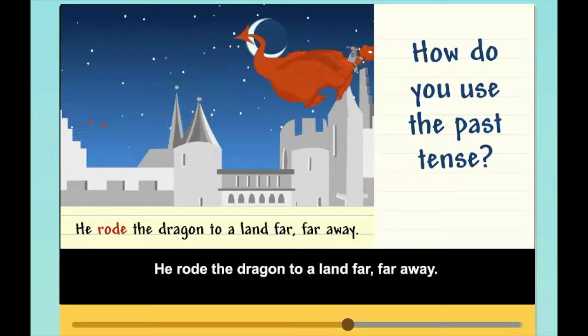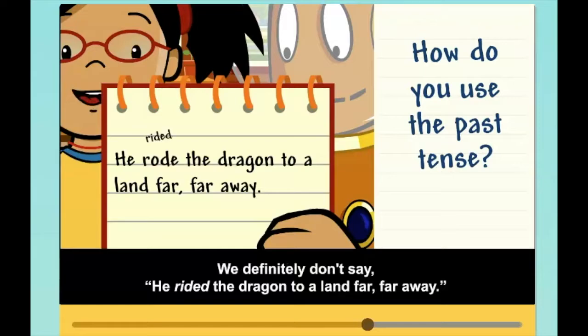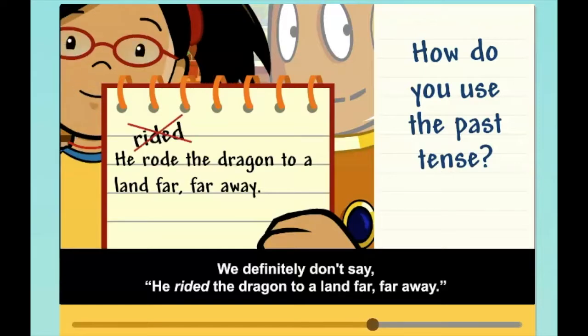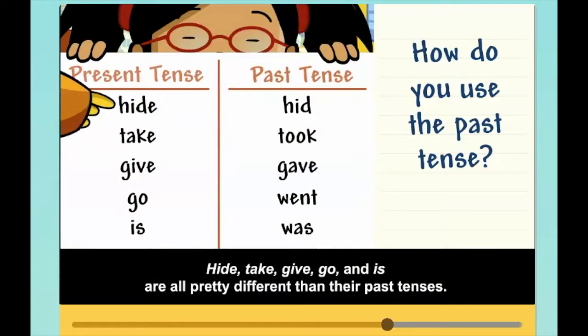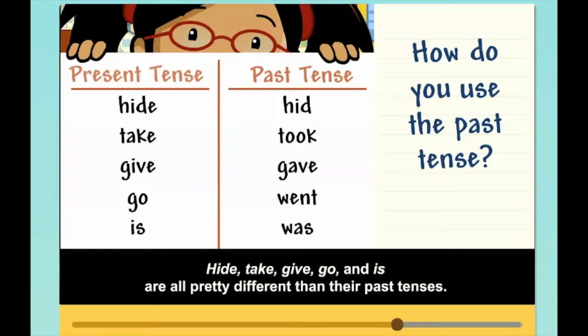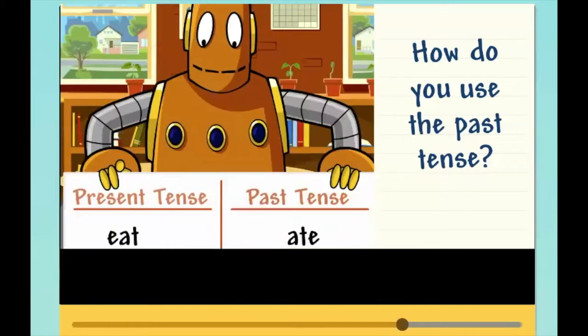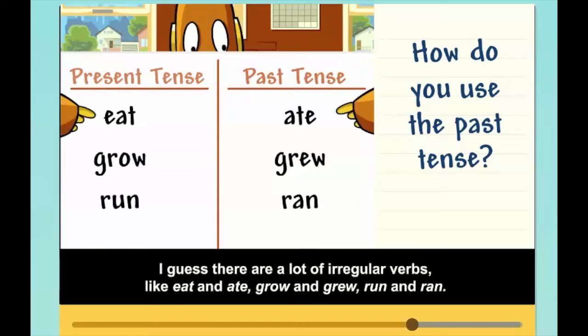He rode the dragon to a land far, far away. Rode is the past tense of ride. We definitely don't say he rided the dragon to a land far, far away. I guess it's an irregular verb and doesn't exactly follow the rules. Hide, take, give, go, and is are all pretty different than their past tenses. I guess there are a lot of irregular verbs, like eat and ate, grow and grew, run and ran.